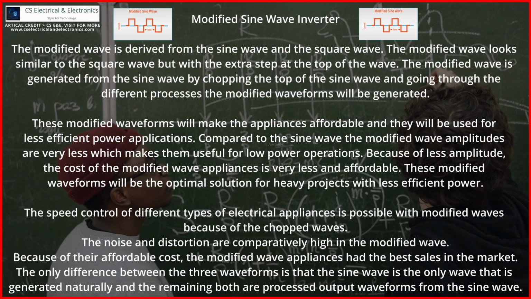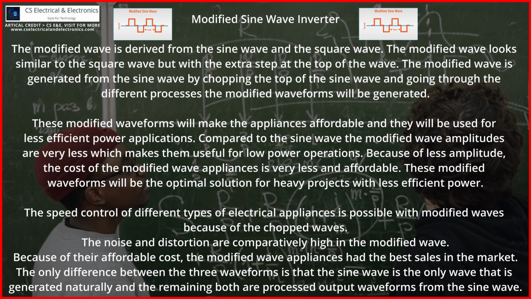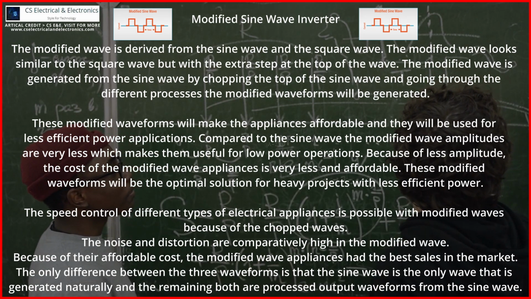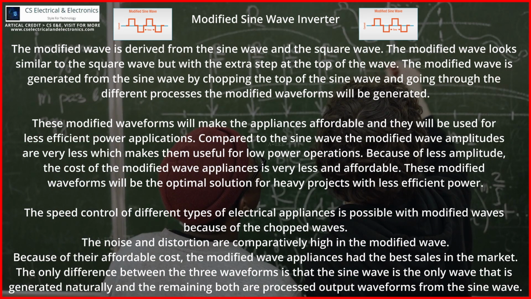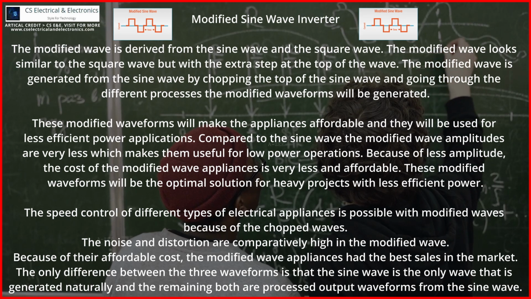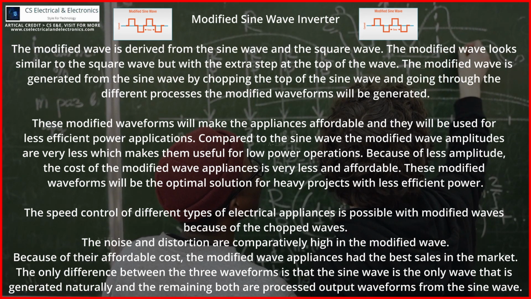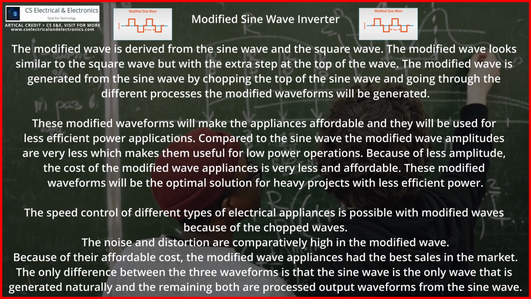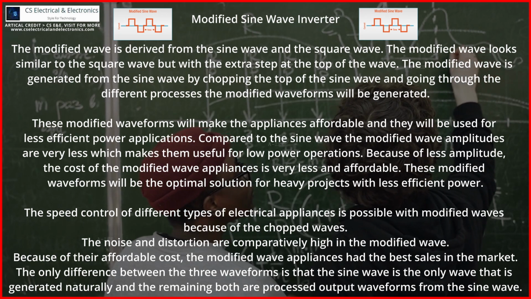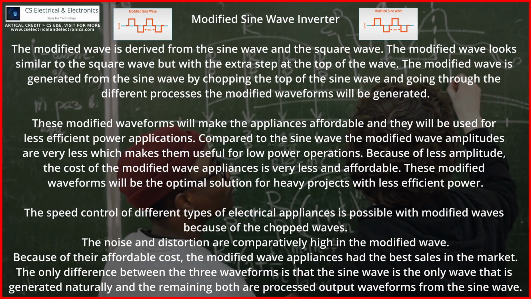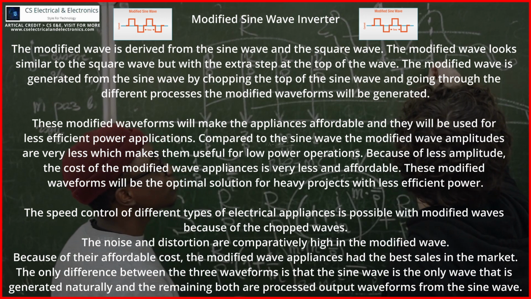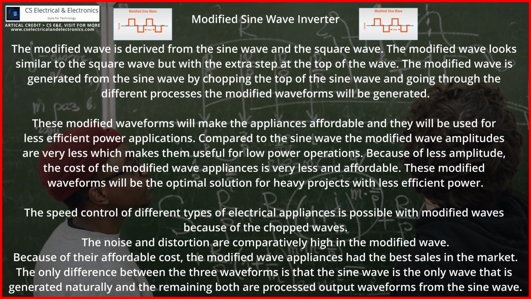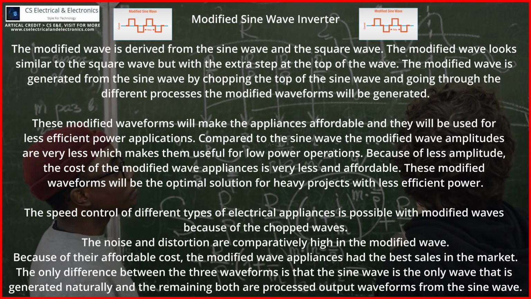These modified waveforms will make the appliances affordable, and they will be used for less efficient power applications. Compared to the sine wave, the modified wave amplitudes are very low, which makes them useful for low power operations. Because of the lower amplitude, the cost of the modified wave appliances is very low and affordable. These modified waveforms will be the optimal solution for heavy projects with less efficient power. The speed control of different types of electrical appliances is possible with modified waves because of the chopped waves. The noise and distortion are comparatively high in the modified wave.